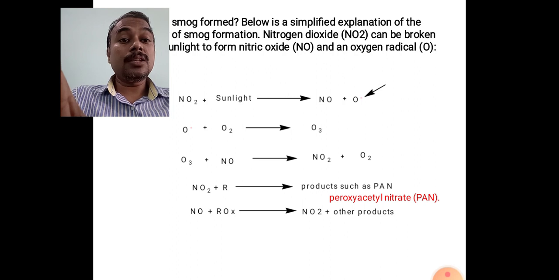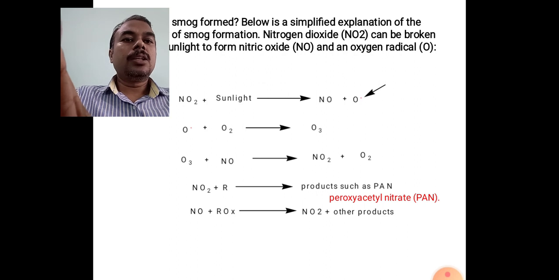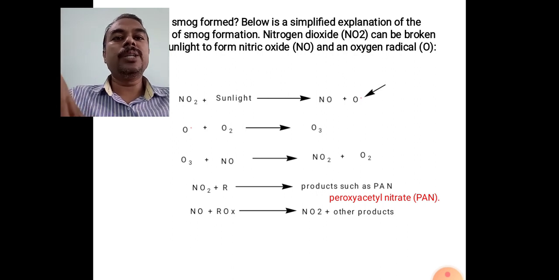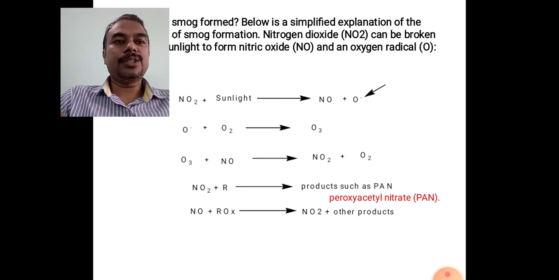So when this nitrogen dioxide reacts with an alkyl group such as some hydrocarbon and acetoxy compound, it gives a PAN. PAN is nothing but peroxyacetyl nitrate. Second one, when this nitric oxide reacts with RO2, meaning alkoxy compound, it gives nitrogen dioxide and other products. So this is a complete pathway of the photochemical smog reaction.